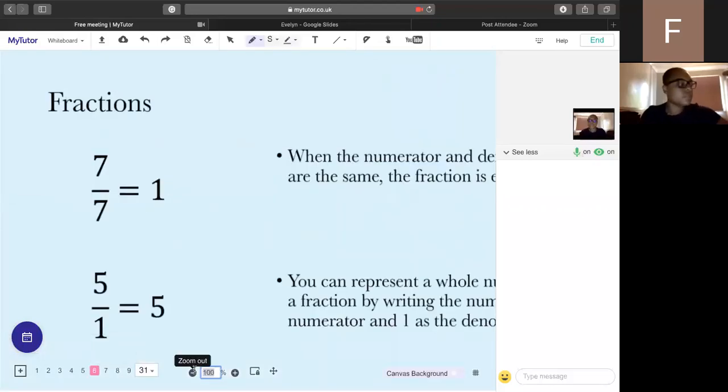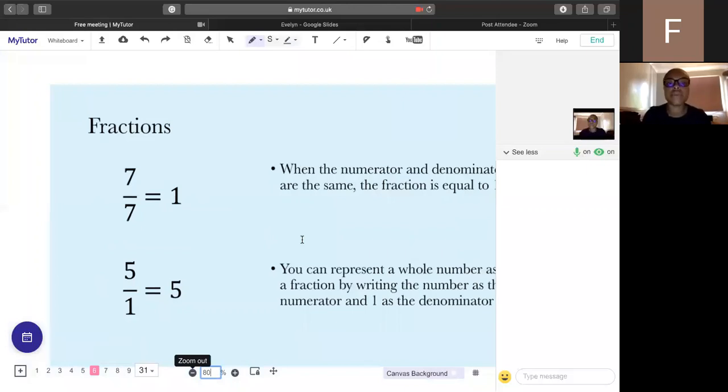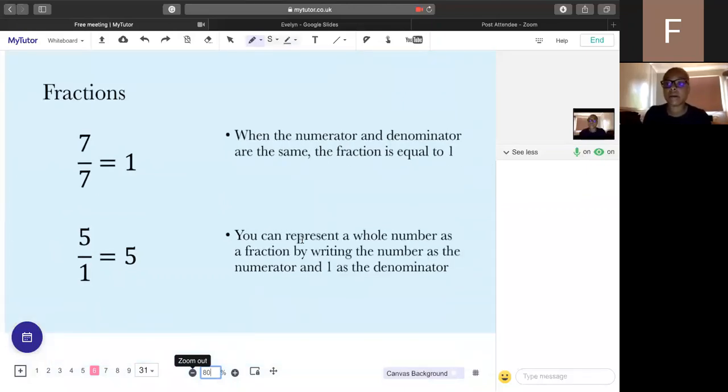Some important fractions to remember: if you have the same number as your numerator and as your denominator, then it always equals 1. So if you had 7 over 7 or 10 over 10 or a million over a million, it's always going to equal 1. And if you have any number on your numerator and 1 on your denominator, such as 5 over 1, that is the same as representing a whole number.